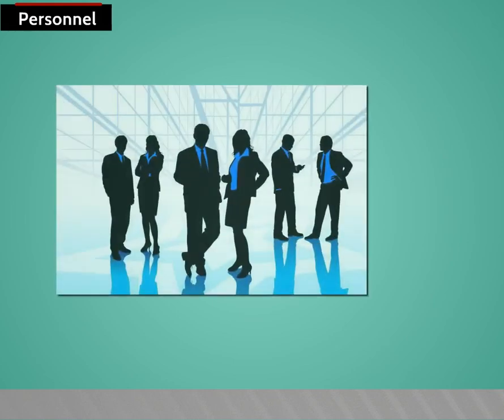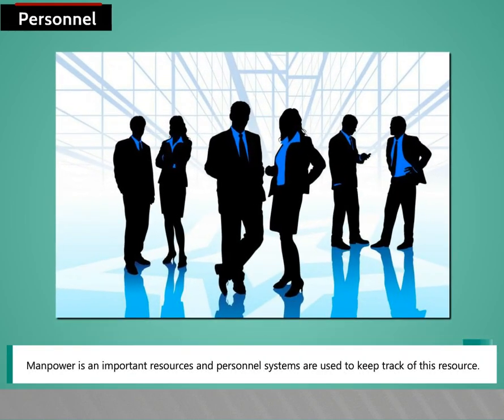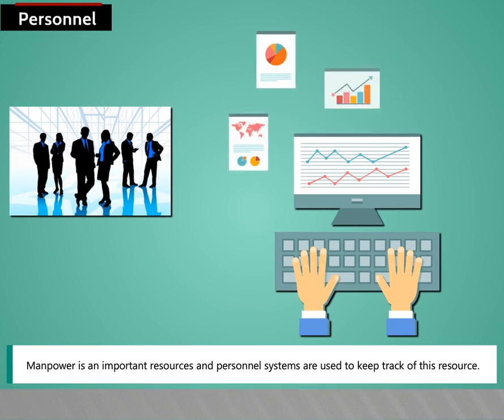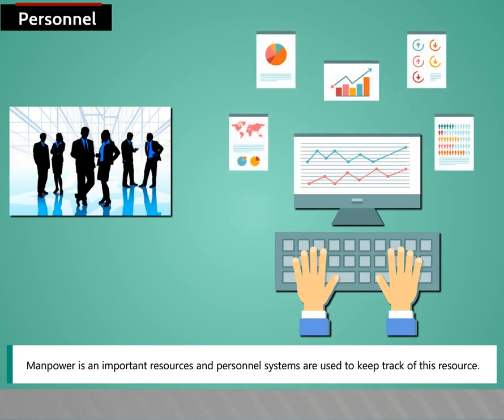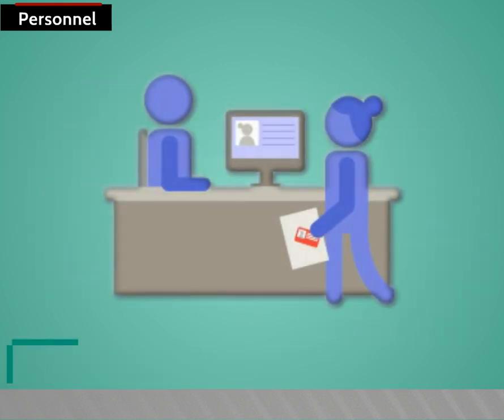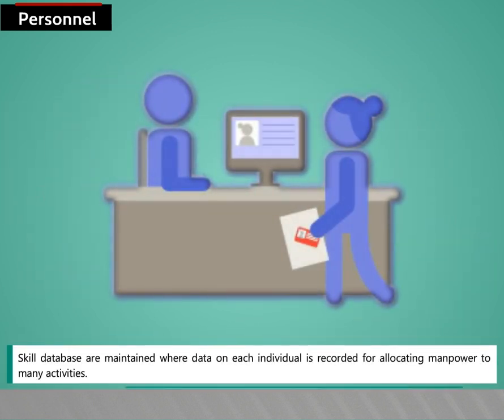Personnel. Manpower is an important resource and personnel systems are used to keep track of this resource. Skill databases are maintained where data on each individual is recorded for allocating manpower to many activities.